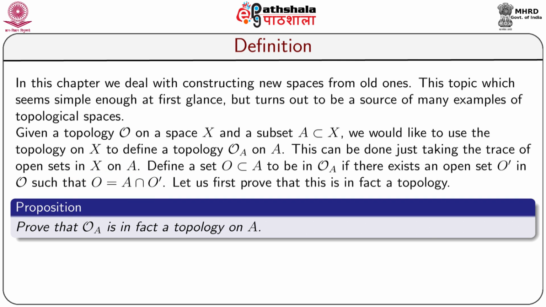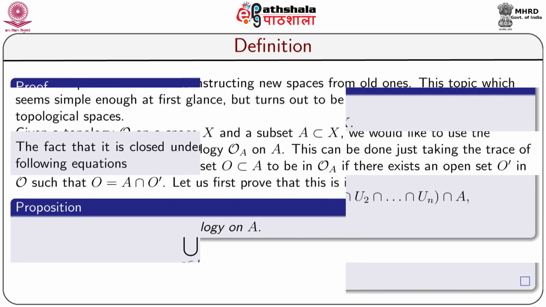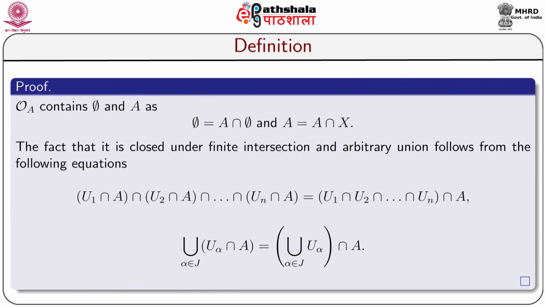But first we have to prove that O_A is in fact a topology. So, let us state this as a proposition: O_A is in fact a topology on A. Since the empty set intersection A is empty, the empty set certainly belongs to O_A. Now, A intersection X is A, so A belongs to O_A.